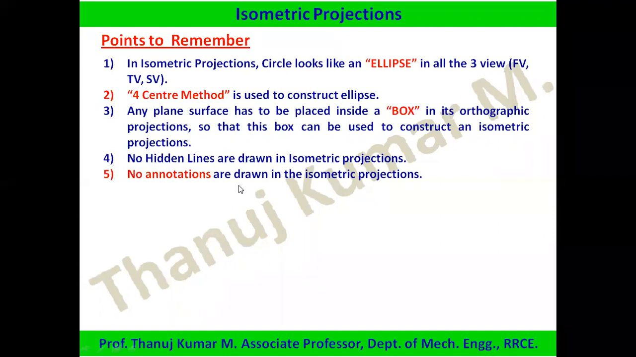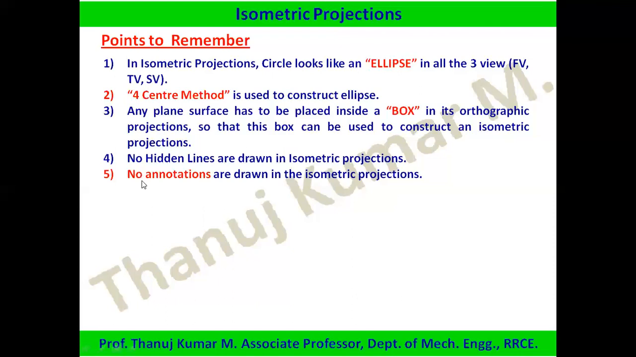No annotations are drawn in isometric projections. In projection of solids, projection of planes, lines, in development and all, you have to specifically show the annotations A, B, C, D for the top view, A dash, B dash, C dash, etc. for the front view, A double dash, B double dash, C double dash, etc. for the side views. Whereas in isometric projections, you need not draw any annotations. That is the beauty of isometric projections. But I'm showing all the annotations just to make you understand.